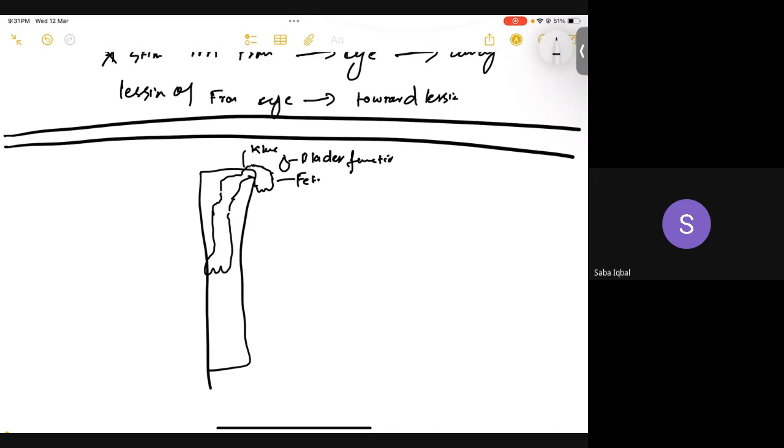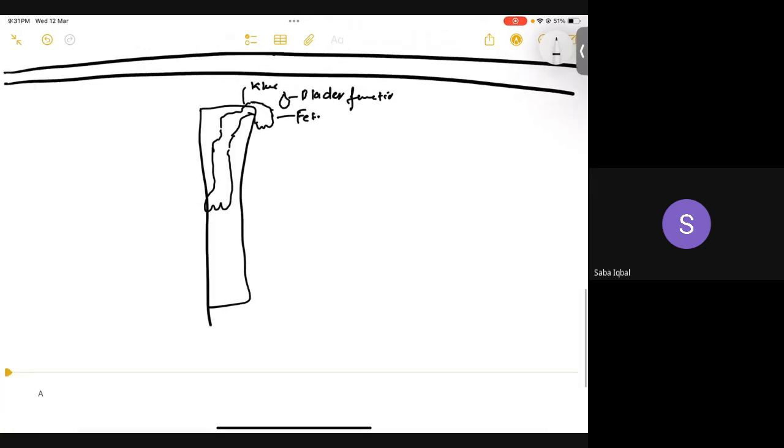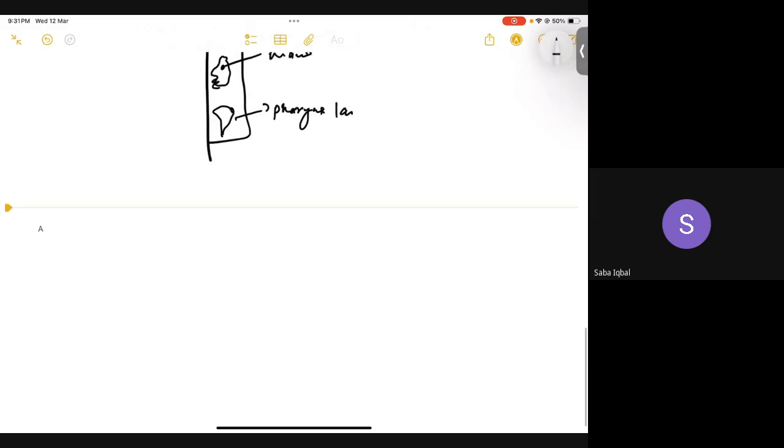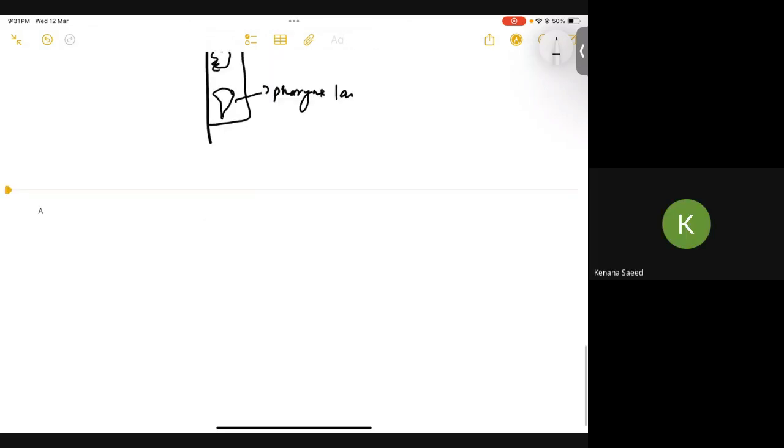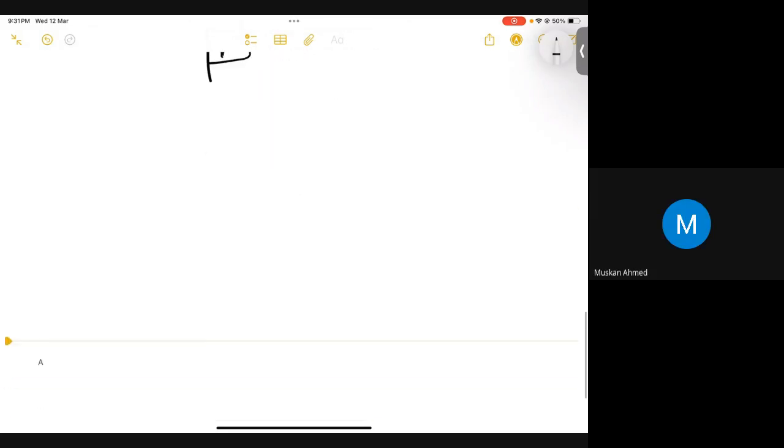Upside down, right? Then you have your head and neck function. This is your head and neck function. Sorry for the pictures. And in the end, you have an area for pharynx and larynx. Is that clear? Okay, let me just show you in another aspect.